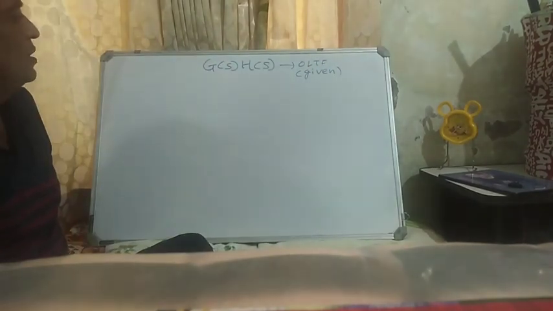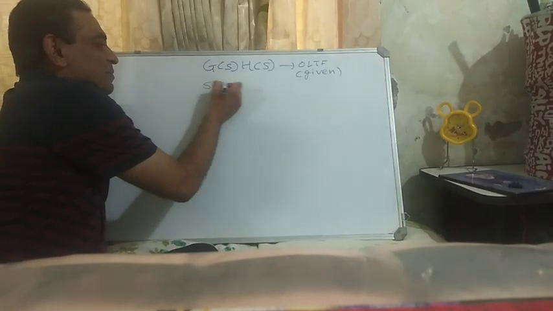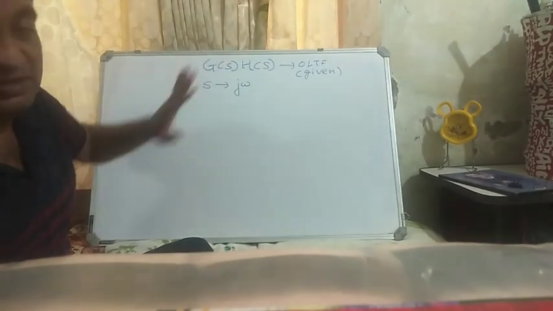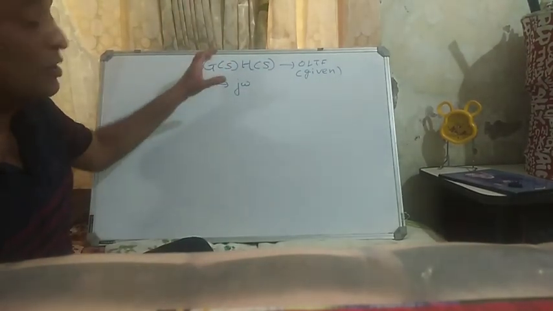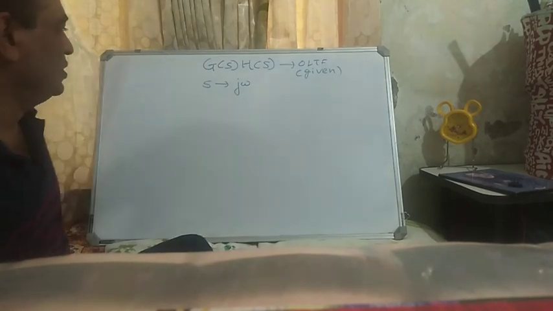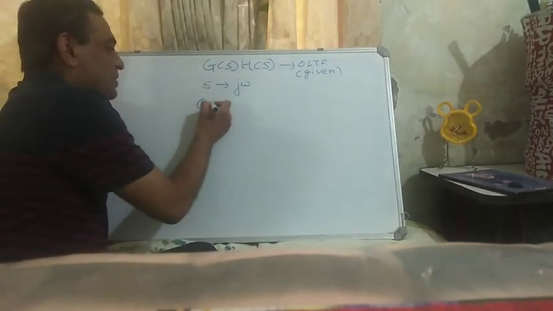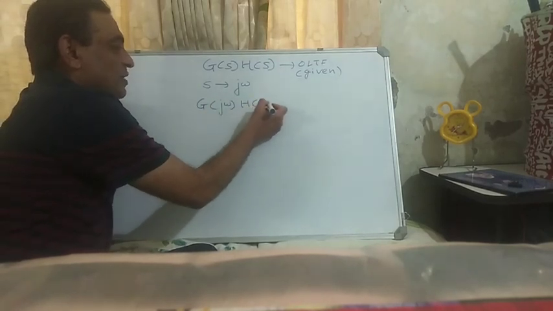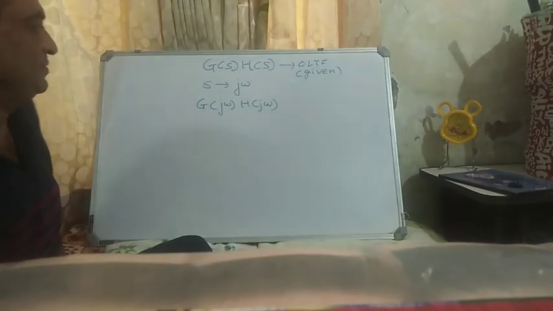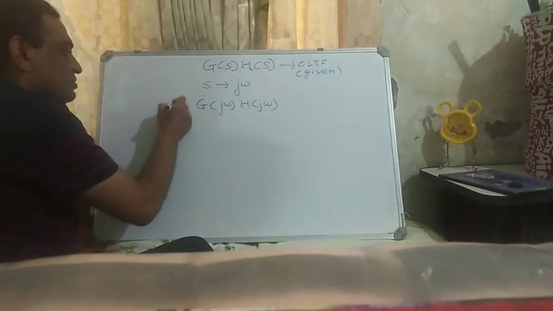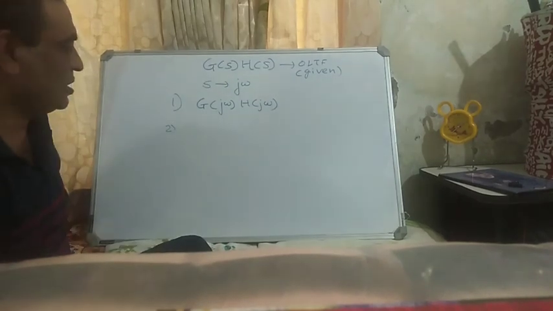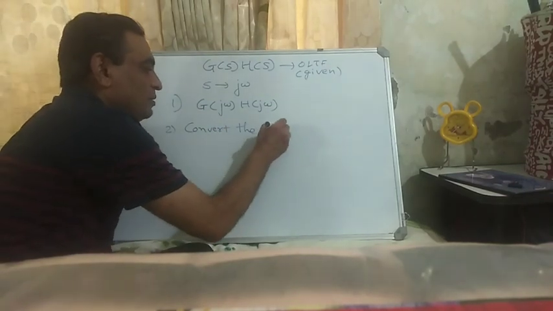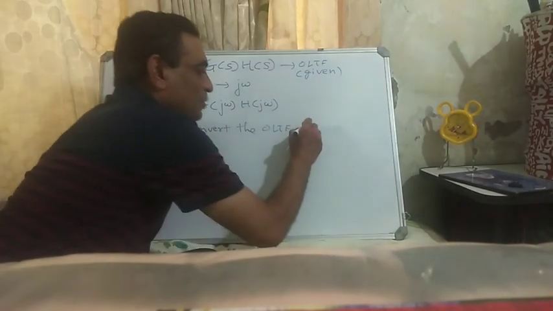Now here, s is replaced by j omega. We have seen why the real part is not included in this frequency response. So the first step is that you make G(s) as G(j omega) and H(s) as H(j omega). This is the first step, and the second step is to convert the open loop transfer function into time constant form.